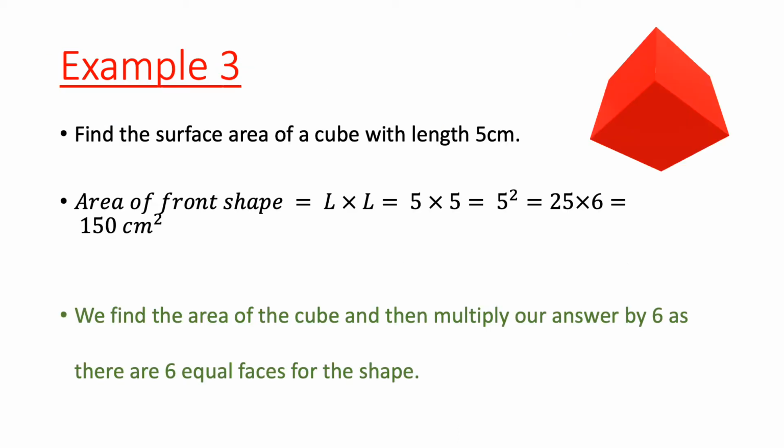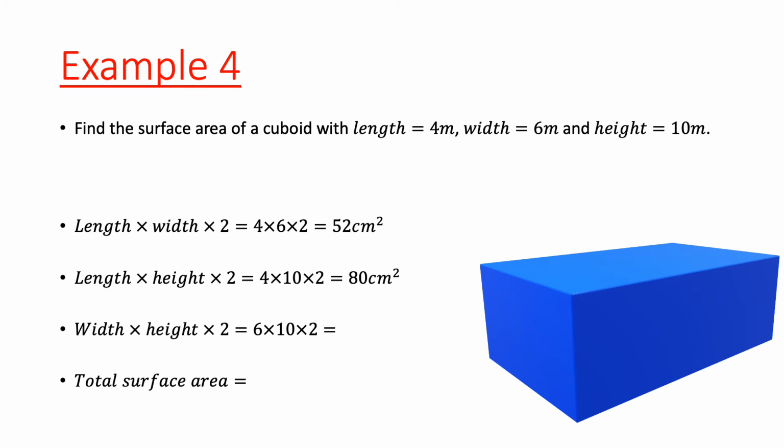Okay, so example 3: find the surface area of a cube with length 5 centimeters. So the area of the face will be the area of a square, which is length times length, which is 5 times 5, which is 5 squared, which is 25, and then I times it by 6 because there are 6 faces. So it'd be 150 centimeters squared, which is my total surface area. So we find the area of one face of the cube and then multiply our answer by 6 because there are 6 equal faces.